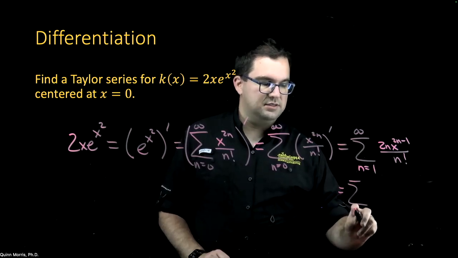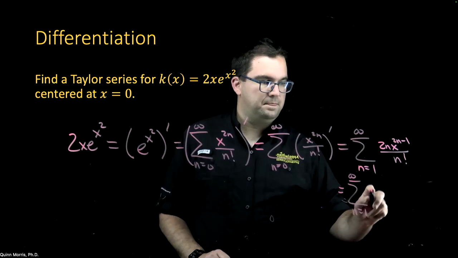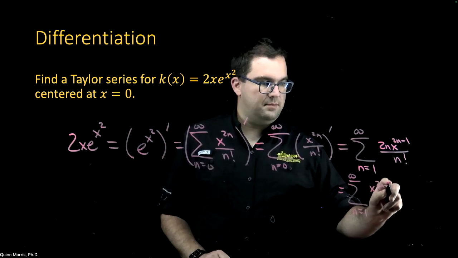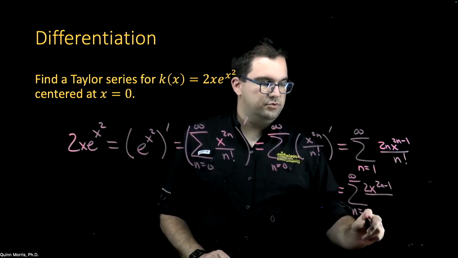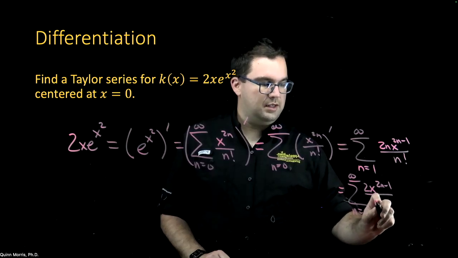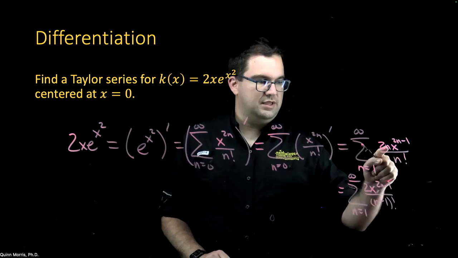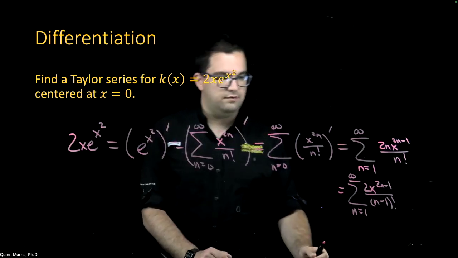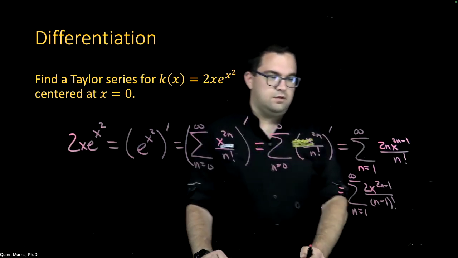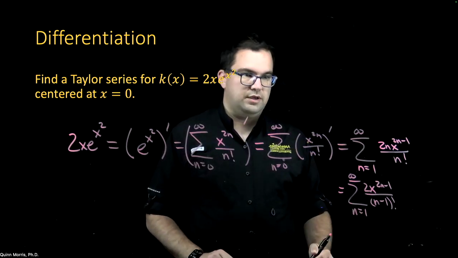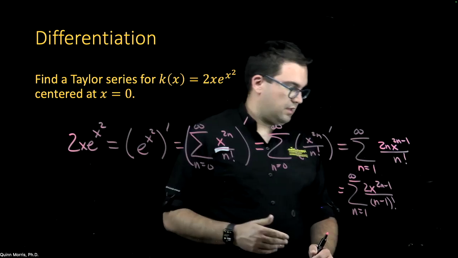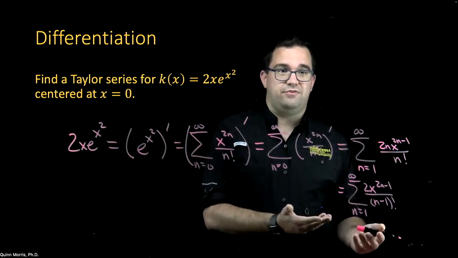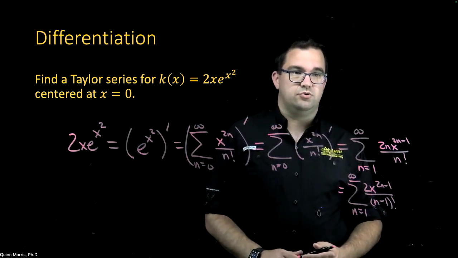And I can clean this up a bit. This is the sum n equals 1 to infinity. The n and the n factorial, that can actually become, so this will be x to the 2n minus 1, there'll be a 2 there, over n minus 1 factorial. So the n here is going to cancel with the first n in that n factorial. You'll be left with n minus 1 factorial. Okay. And if we really wanted to, we could re-index and shift this series to start at 0. There's no reason right now to want to do that. Here's a perfectly good series for the function 2x e to the x squared.